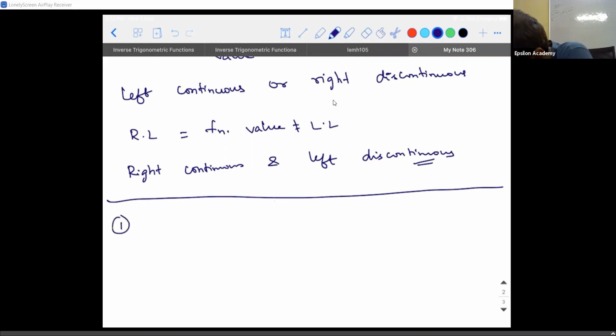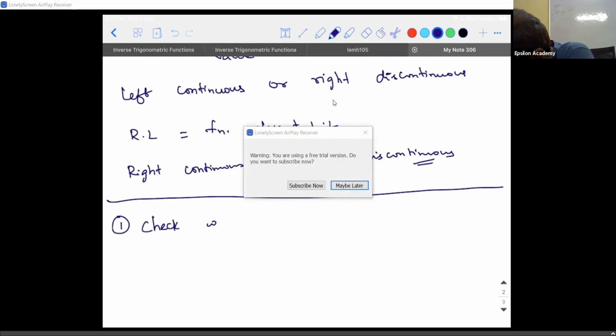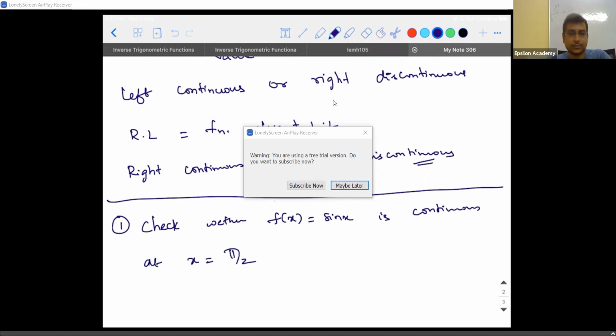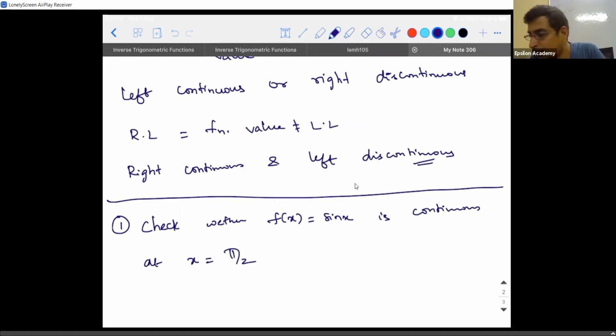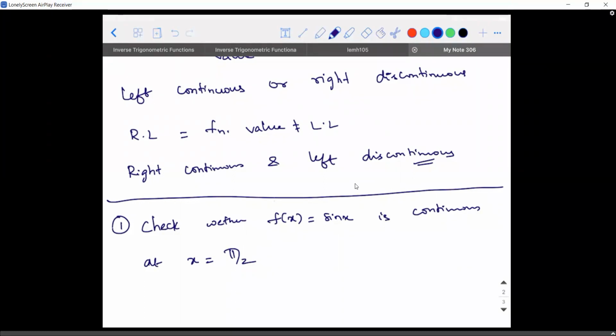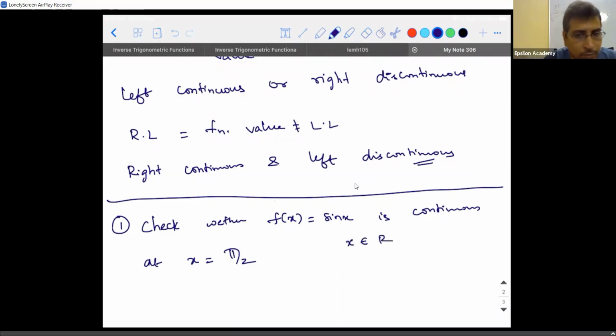First, check whether f of x is equal to sin x is continuous at x is equal to pi by 2. So f of x is equal to sin x is a function. I've already told you the basics, right? Whenever you look at a function, you should not blindly start solving the problem. First your mind should start working on understanding the function. You should always concentrate on it, though they will not say. So f of x is equal to sin x is possible for x belongs to R. The domain of sin x is R. So in that R, pi by 2 is one of the values.